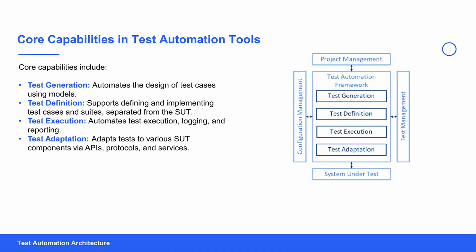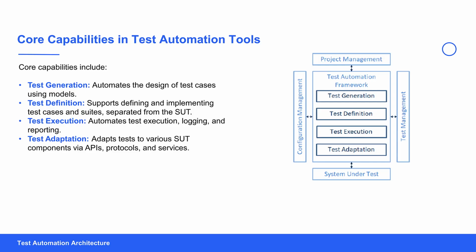Test execution is another critical capability that directly impacts the efficiency of your automated testing process. This capability includes running the tests automatically, as well as logging and reporting the results. An effective test execution tool will allow you to schedule tests, manage execution environments, and capture detailed logs that can be analyzed to quickly identify any issues that arise during testing.